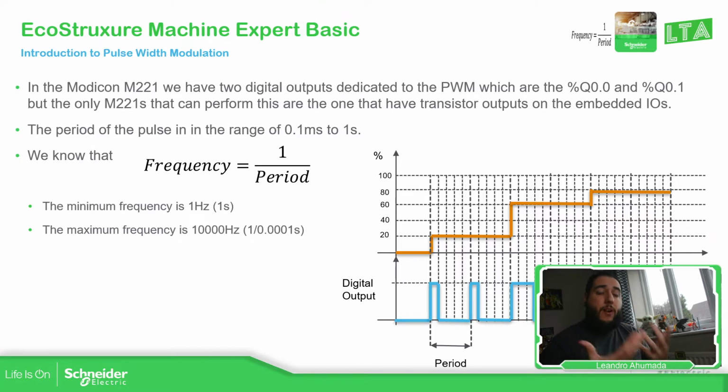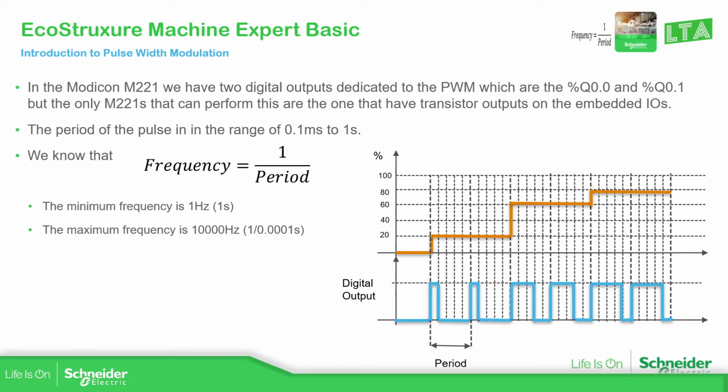In the function, we need to configure the duty cycle. Then in another part of the configuration we can define this period. We're going to cover that also. The important thing that we need to know is the relation between frequency and period. You can see here this is the period, and using this formula, frequency is equal to the inverse of the period.